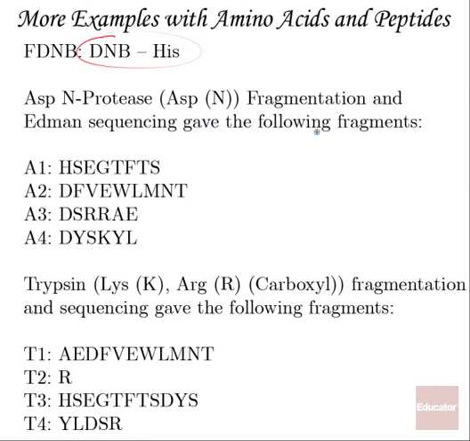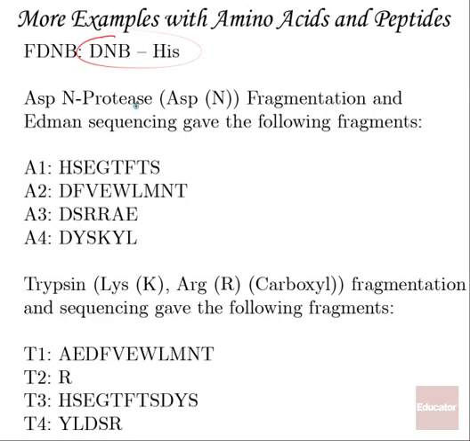Let's see here. Fragmentation and Edman sequencing gave the following fragments. In this particular case, we not only fragmented, but we also sequenced it, and we came up with these fragments. Here we're just using the single letter designations for the amino acids, and don't worry about them if you still haven't memorized them. At some point you're going to have to, but no big deal for right now. So this is the first fragment, that's the second, the third and the fourth. This A1, A refers to the ASP-N protease.